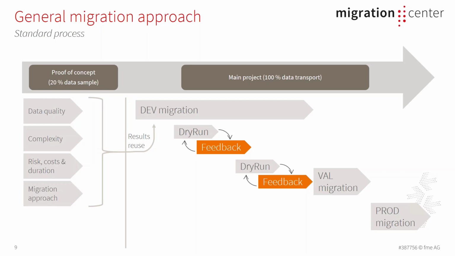After the POC, we do the main project, where we have all 100% of data. As you see, we have 3 systems: development migration, which has some dry runs in it. We propose to have 3 dry runs, but sometimes it can be just 1 or 2. In this case, it's just 2.